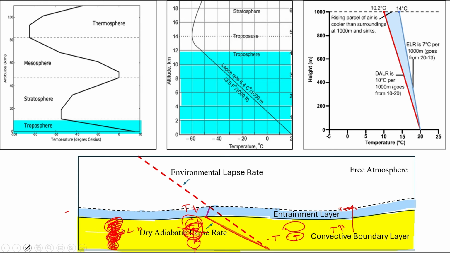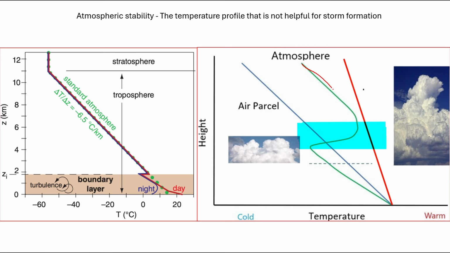So here what happened? As it releases the latent heat, the temperature of this air particle keeps on increasing, so it keeps on rising above the capping inversion. So this is the temperature profile within the convective boundary layer. Okay, that is for the dry air.